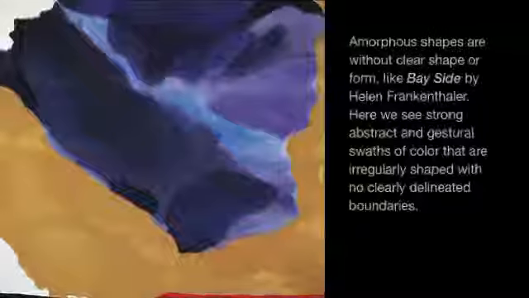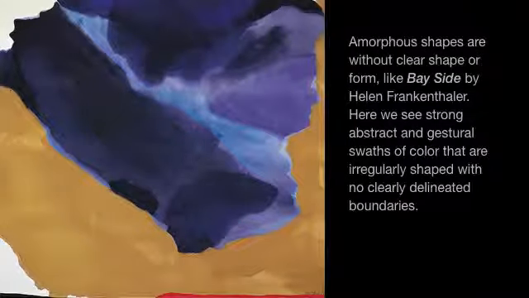Amorphous shapes are without clear shape or form, like Bayside by Helen Frankenthaler. Here we see strong abstract and gestural swaths of color that are irregularly shaped with no clearly delineated boundaries.